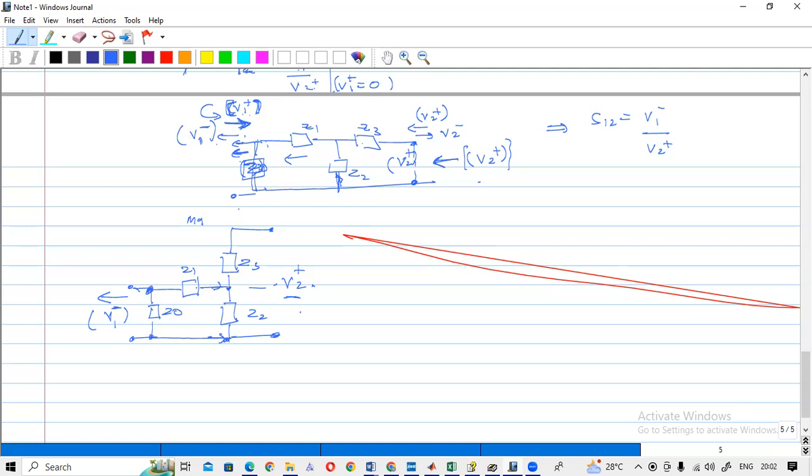So maybe we have to do it twice. But you can't apply it because some current is flowing through this, no? So how can we calculate this?